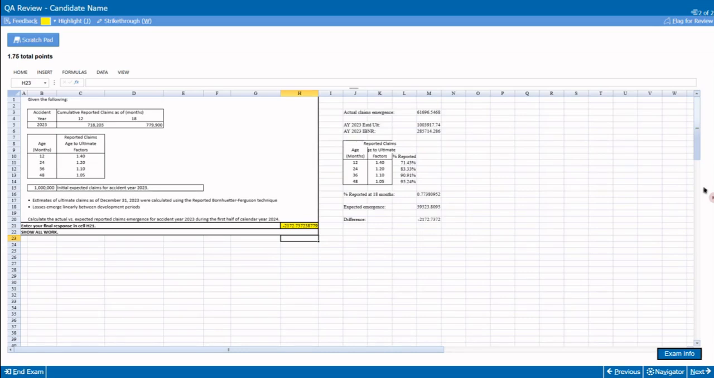And then finally, once they have the expected and the actual emergence, the question asks for the difference. It doesn't specify which order. In this case, graders will accept whether it's actual minus expected or expected minus actual.